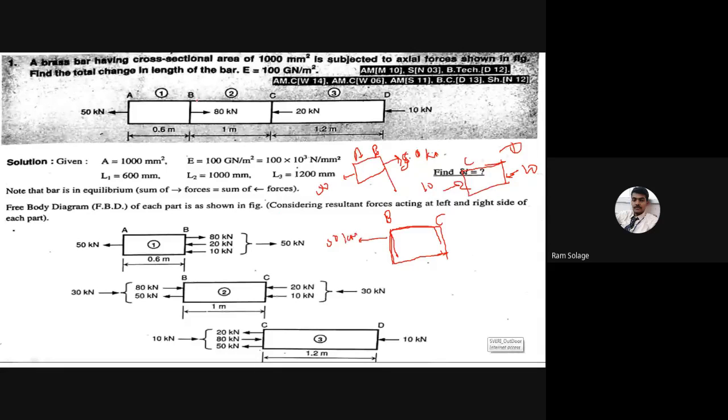But in the given problem one more force is given, that is the 80 kilonewton force. Now we have to draw this force on section BC. Look at this section BC. Consider this is the BC section; the 80 kilonewton force is applied on section BC. It is compressive. So we have to apply the same 80 kilonewton force on the BC section. This is compressive. Look at this diagram.